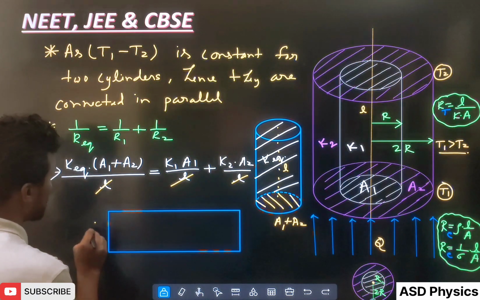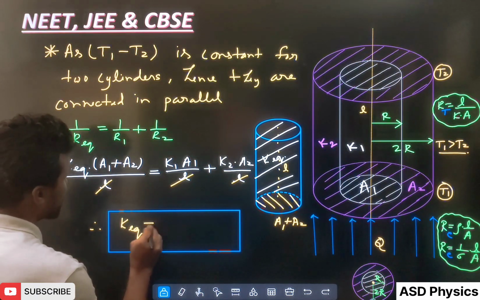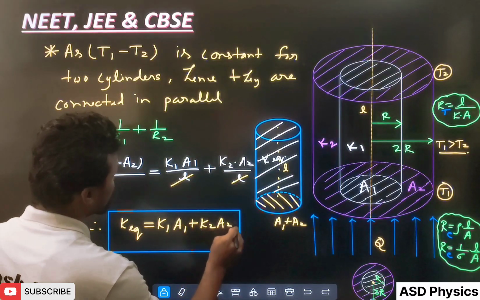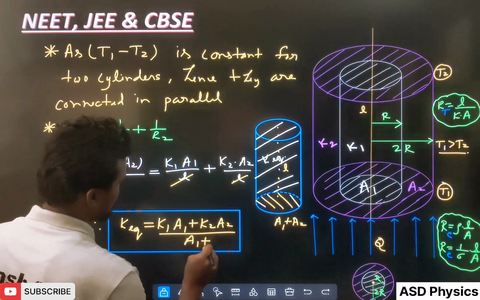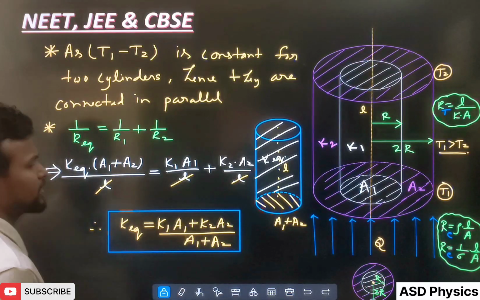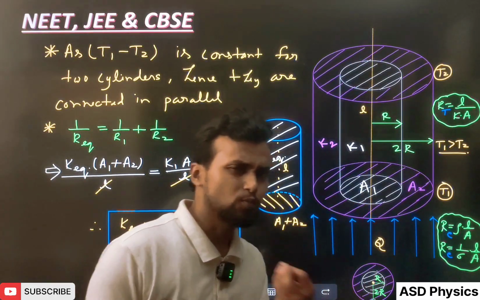So we get the formula. The formula is K equivalent equals K1 A1 plus K2 A2. Even if you remember the formula, we can directly solve this question, but first we have to identify whether they are connected in series or parallel. Now we just have to put in the values.